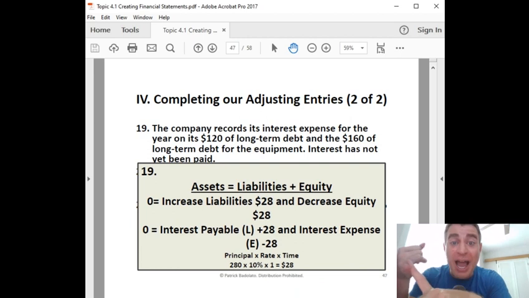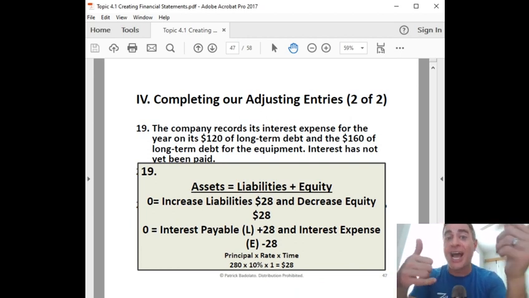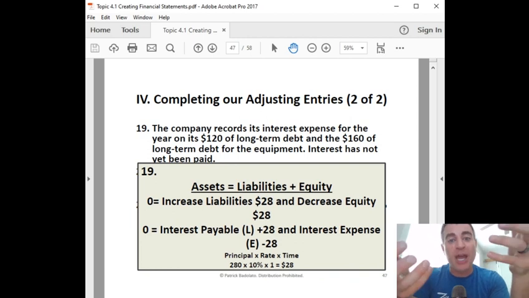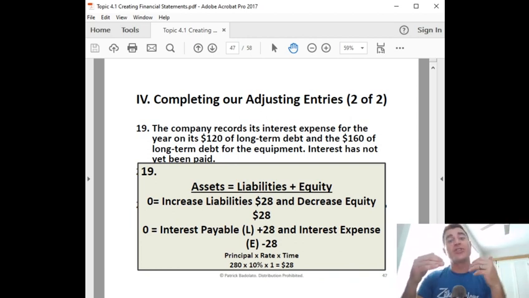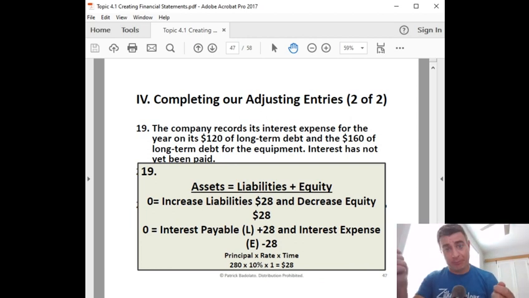So what do I have? Because I haven't yet paid it, that's important, I have to increase my liability. So there's no change to cash yet. And I'm going to decrease my equity, the same way I've talked about with other expenses. So I'm going to increase interest payable, my liability associated with interest that's been incurred and not yet paid. And I'm going to recognize my decrease to equity via interest expense.